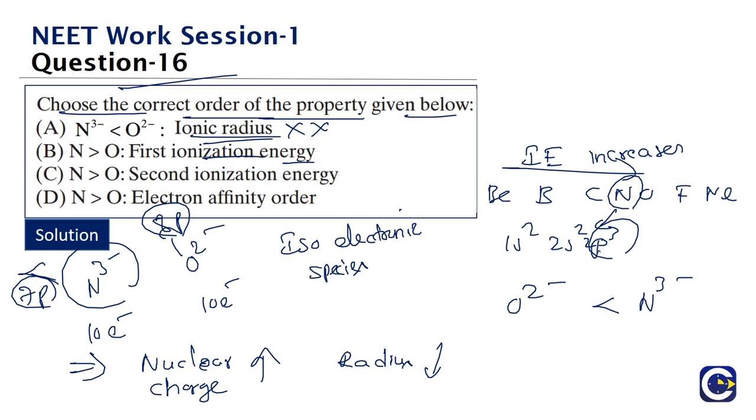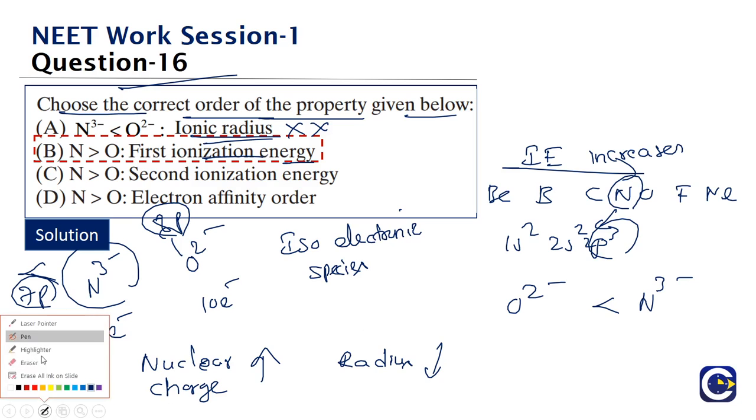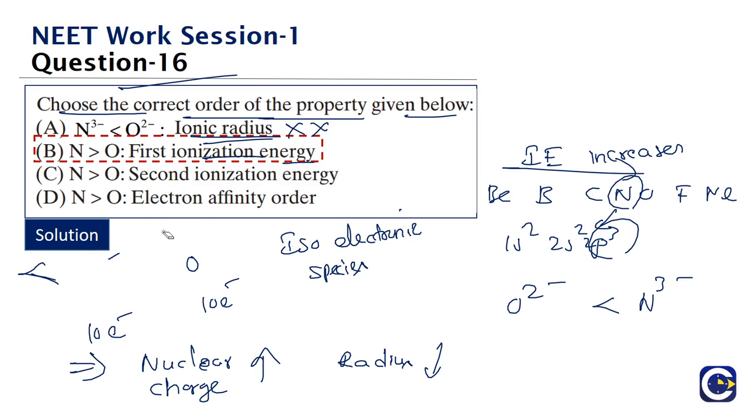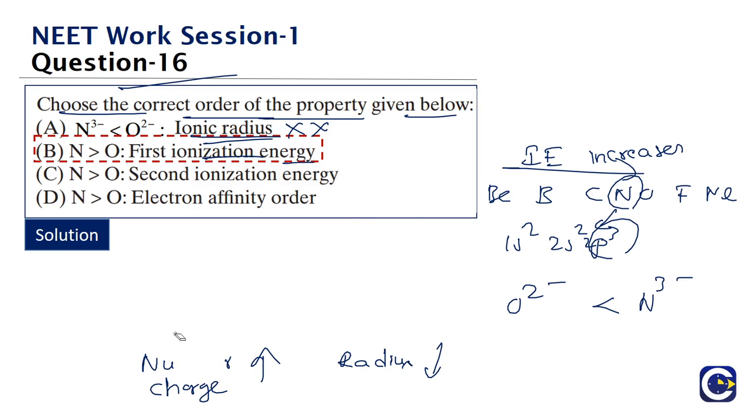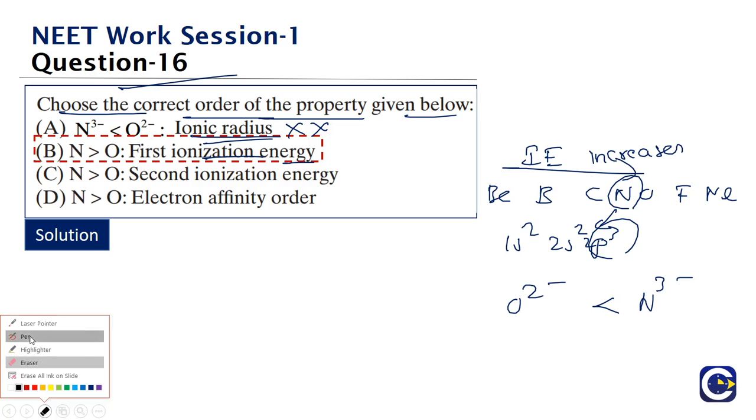So the correct one, that is what we are looking for, right? What is the correct one? The correct one is option B. Option B is actually a correct one. Now we can read the other statements also. What is option C telling us? Option C is saying that nitrogen is more than oxygen in case of the second ionization energy.